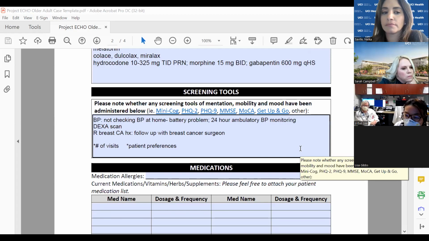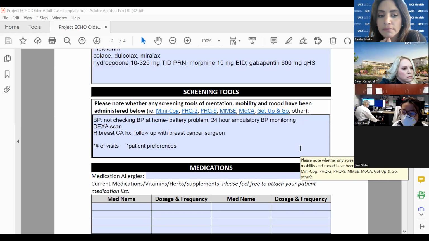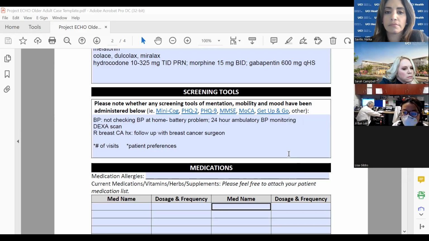For her osteopenia, where she follows with a rheumatologist, she has not completed a DEXA scan that was ordered for her. For her right breast cancer history, she followed up with her breast cancer surgeon many years ago, and she's not following up with them despite their recommendation. So just looking at her, I would be honest with you that I get these emotional reactions, and it's not a positive one. When we see our patients like this, how do you approach this?